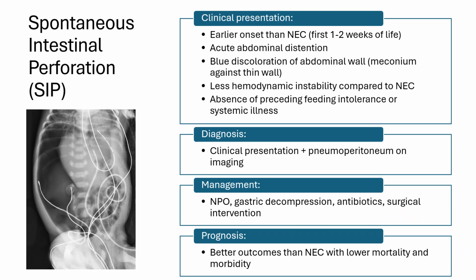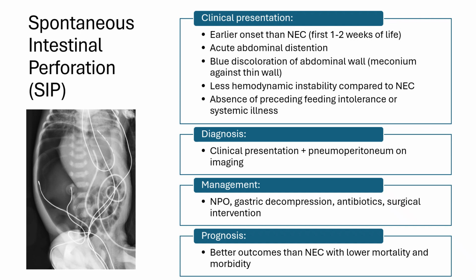The classic presentation involves acute abdominal distension that may develop rapidly, often accompanied by a distinctive blue discoloration of the abdominal wall. This blue appearance occurs when meconium from the perforation presses against the relatively thin abdominal wall of preterm infants. Critically, infants with spontaneous intestinal perforation demonstrate less systemic toxicity compared to those with NEC. They typically maintain better hemodynamic stability and show less metabolic acidosis. Most importantly, SIP occurs without the preceding feeding intolerance, temperature instability, and systemic illness that characterizes the prodromal phase of necrotizing enterocolitis.